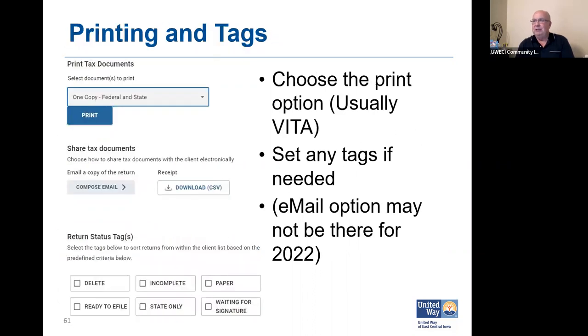Here's where you print. Usually there's a drop-down for the print. There should be a VITA option set up in there. We're not going to be sharing any of these or downloading any of these documents. I'm not sure if this email copy option is going to be there this year. This is last year's, and I looked and everything was the same, but in the practice lab, that email option wasn't there. So I'm not sure how it's going to show up in the live one.